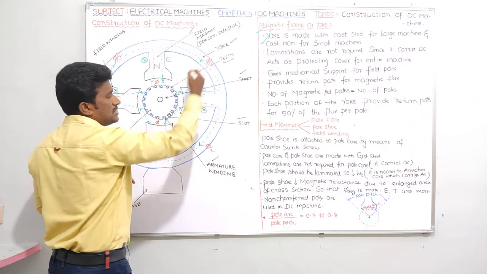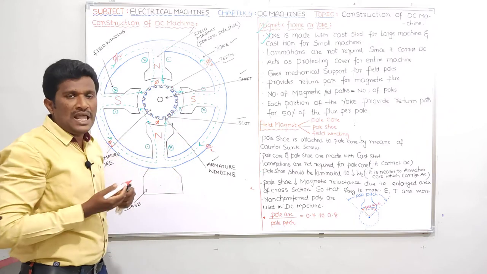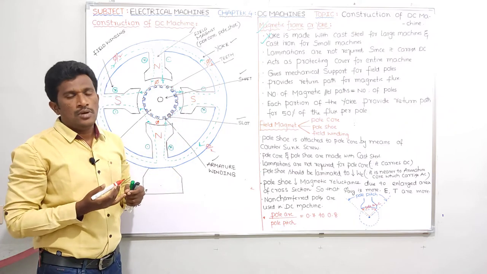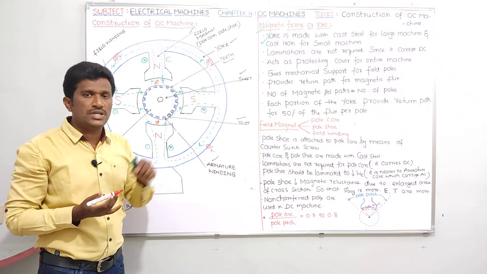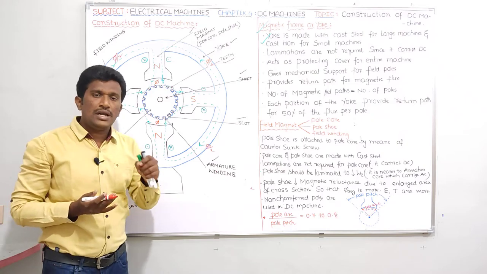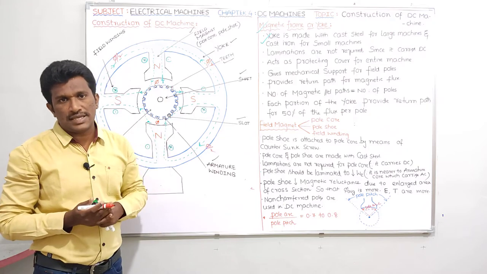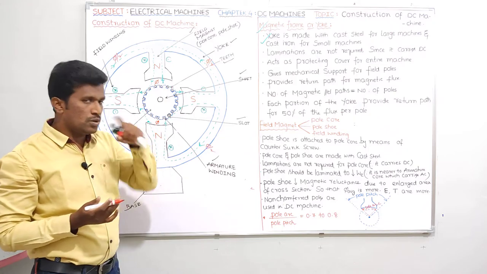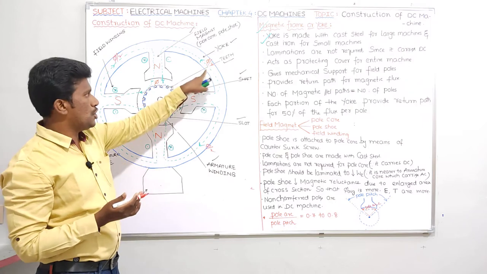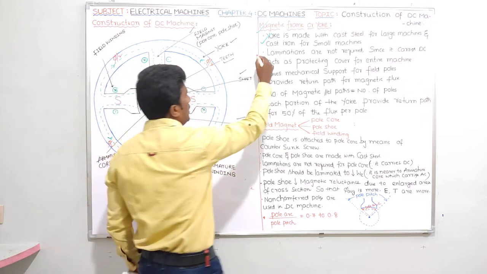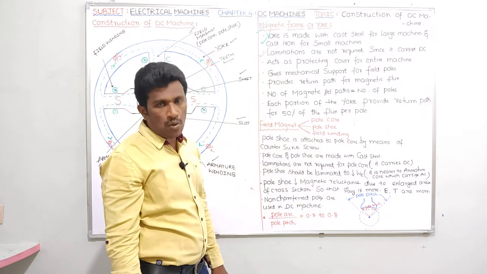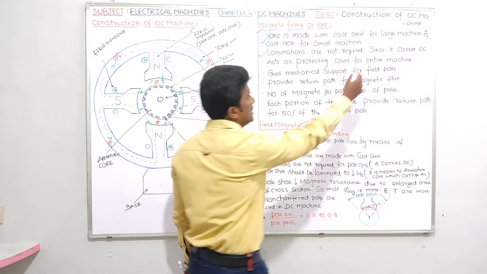Since time invariant flux is coming here, do you want any laminations for that? No. When do we have to provide laminations to reduce eddy current loss? Eddy current loss comes into the picture for time variant flux. But here there is no need to provide laminations for the yoke. Laminations are not required. What is the reason? Since it carries DC.